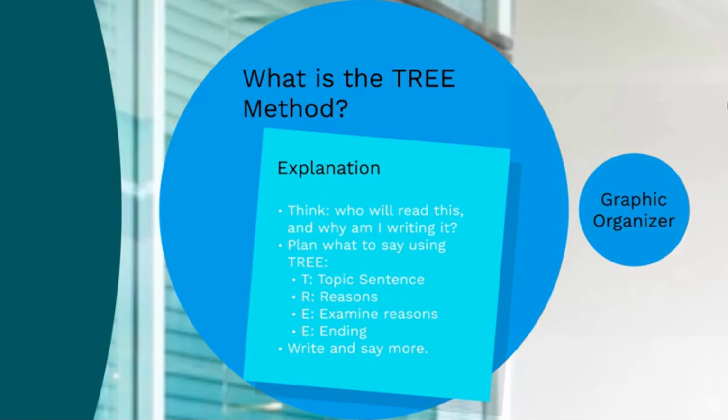For the topic, what will I talk about? This can be a topic sentence or just a topic. Reasons. What is important about this topic? E, for examine or elaborate. Why are my details important? And end. Bring it together and connect ideas. And then we go to write and say more.